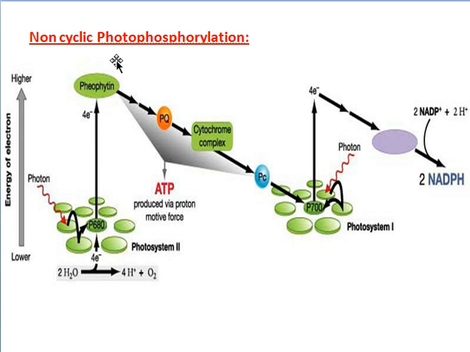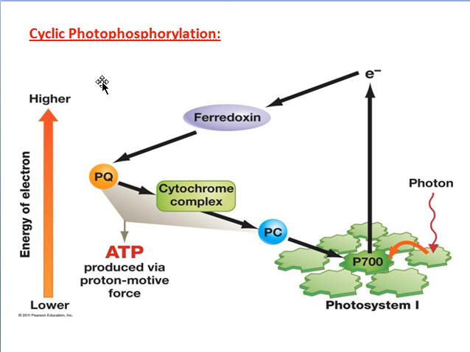Right, so non-cyclic photophosphorylation is important because both the photosystem 1 as well as photosystem 2 are being involved. A molecule of ATP is generated, two molecules of NADPH are generated, and photolysis of water takes place. Right, now we'll see in the next slide, photolysis of water is an important characteristic of non-cyclic photophosphorylation because it is not occurring in the cyclic part.